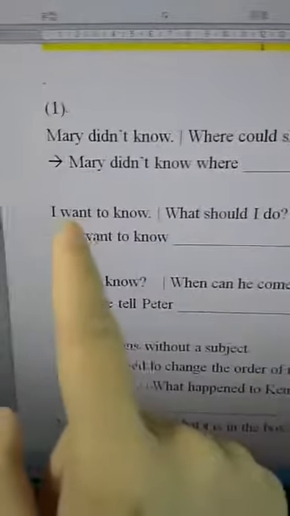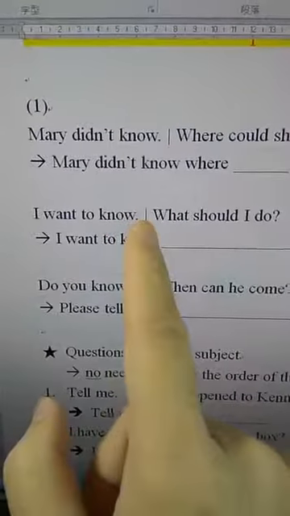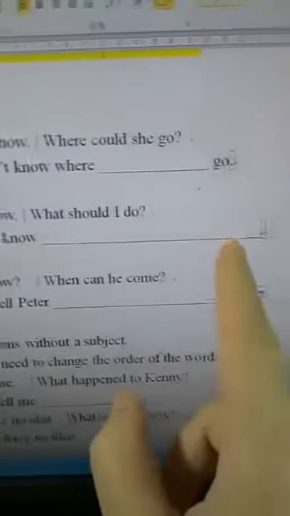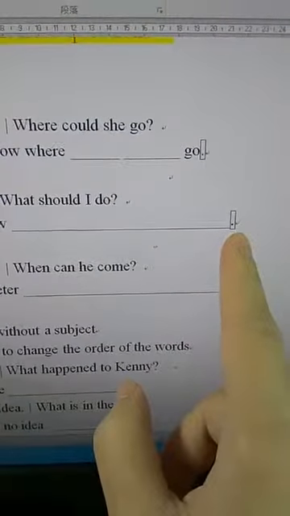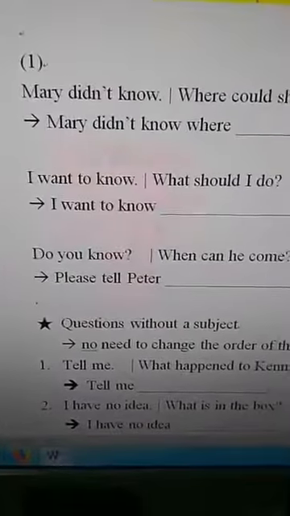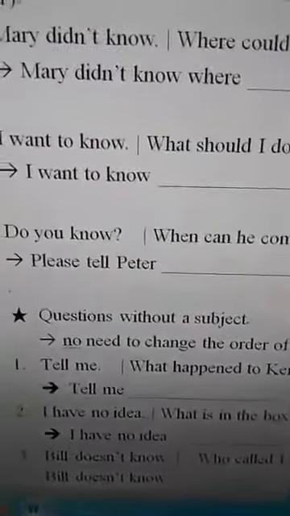Why? Because the main sentence here is a period. All the time we follow with the main sentence. Okay, so we add a period here. Okay, it is not so hard, right? We just do more practice, then we understand it.